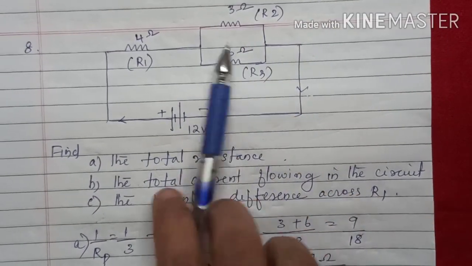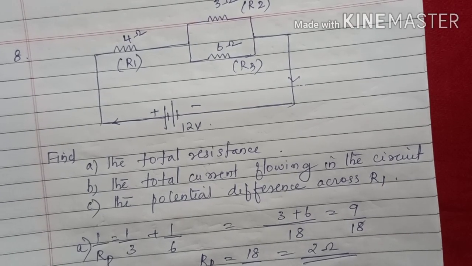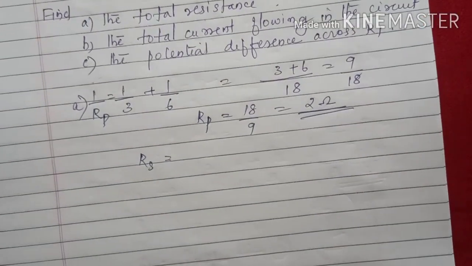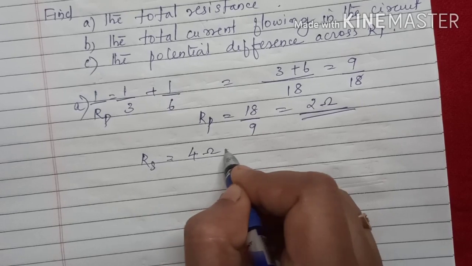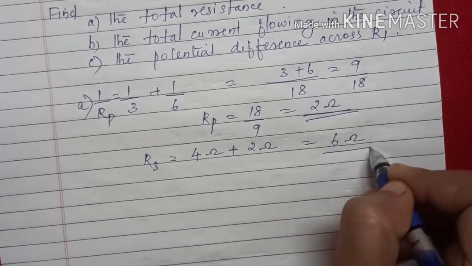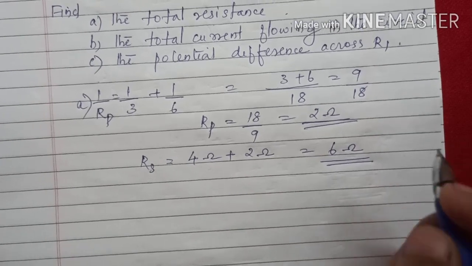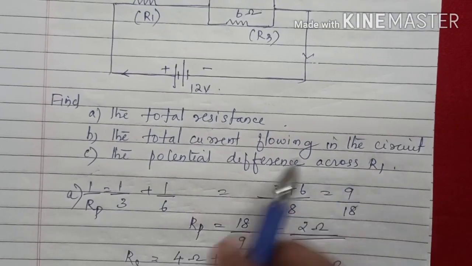Now this 2 ohm is added with 4 ohm. So the total resistance Rs is equal to, how will you write, 4 ohm plus 2 ohm. Clear? That is 6 ohm. This is the total resistance. Understood? Okay.